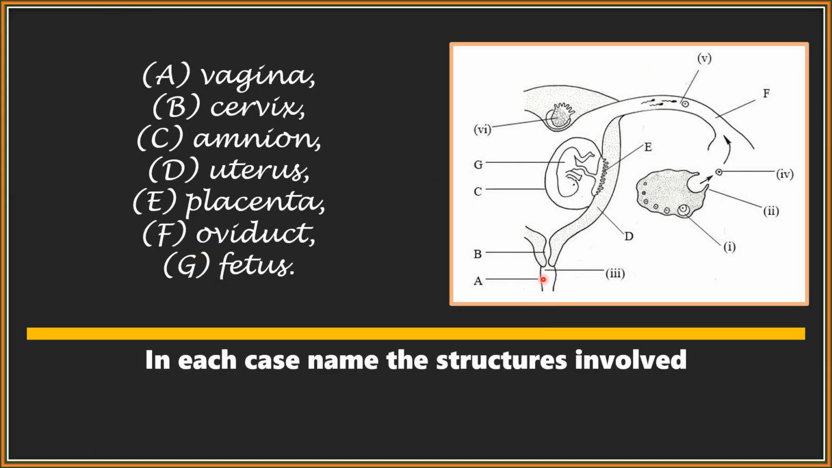A is the vagina, B is the cervix, C is the amnion, D is the uterus, E is the placenta, F is the oviduct, G is the fetus.